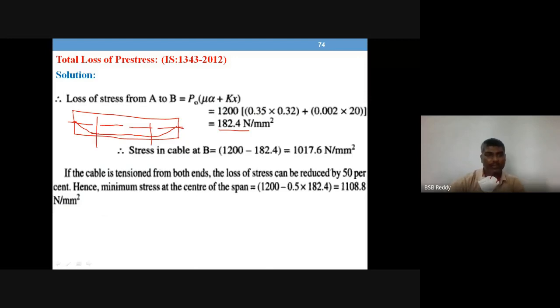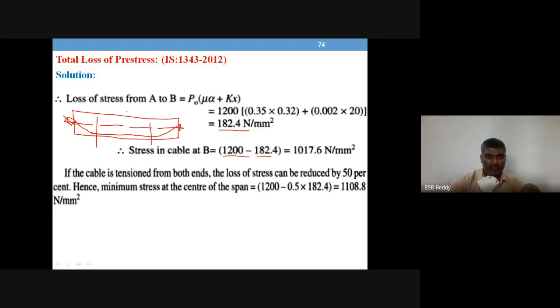If you put a jack at this end and the hydraulic jack develops 1200 Newton per mm square stress, and you jack only one end with the other end anchored, then the entire cable length is under friction. This is the loss.